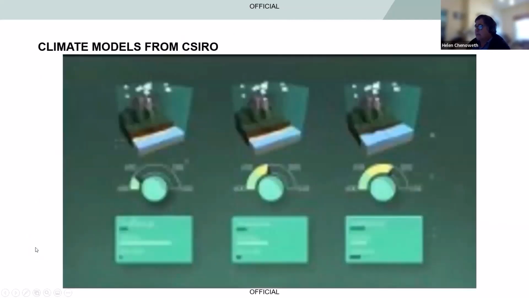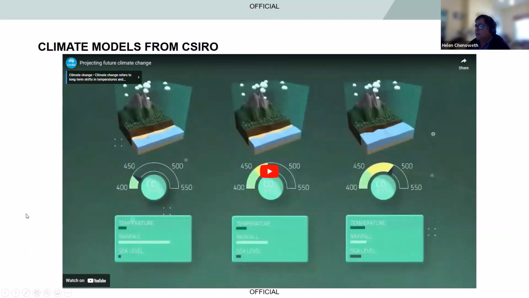Now here's another little audio visual from climate models from CSIRO, which is another way of trying to explain a little bit about the modelling that we're going to be talking about in a minute, about how they go about it. So I'll just play this one, it doesn't go for that long.